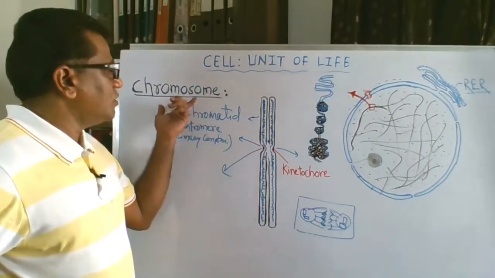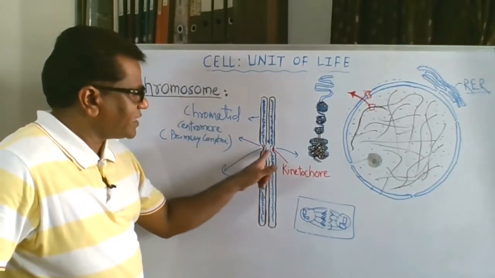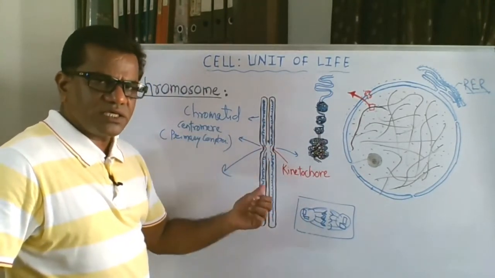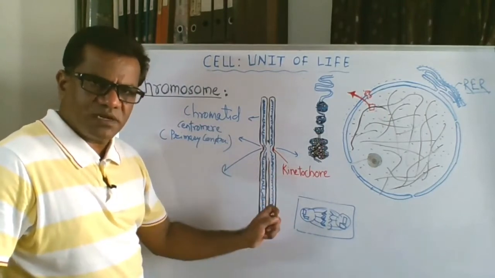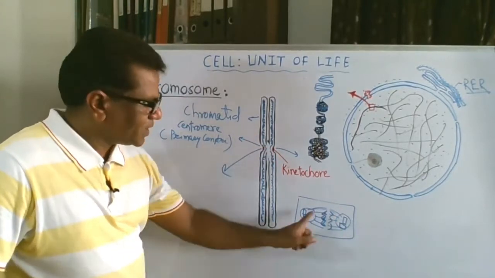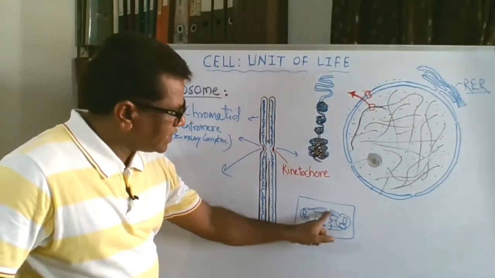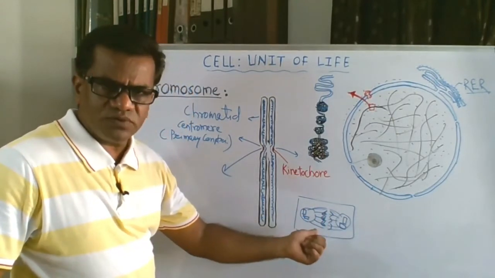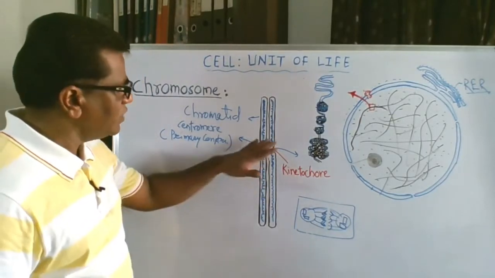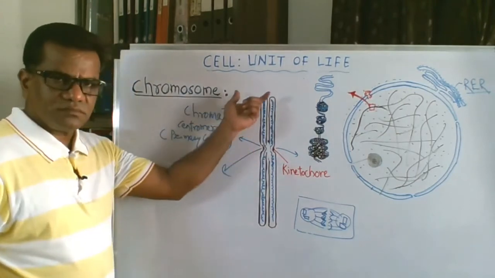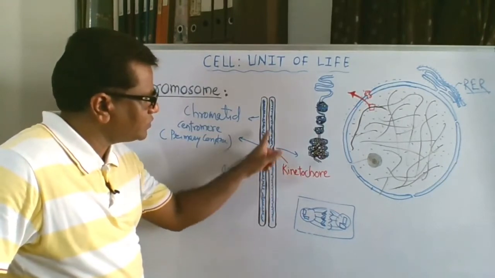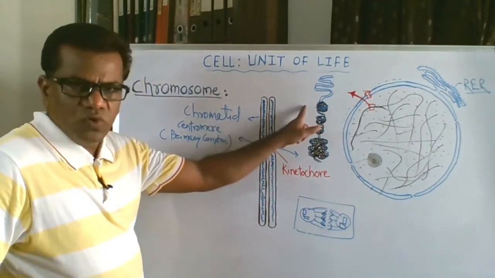Anyhow, this chromosome has a constriction here, and at this constriction two kinetochores are present on the two chromatids. These kinetochores are the binding sites for the spindle fibers, which get attached to them at the time of cell division, and the chromatids are pulled to opposite poles by the spindle fibers. So this is the primary constriction. Now this chromosome has two chromatids, it has a primary constriction, it has kinetochores. Inside it, it has the nucleosome fiber.